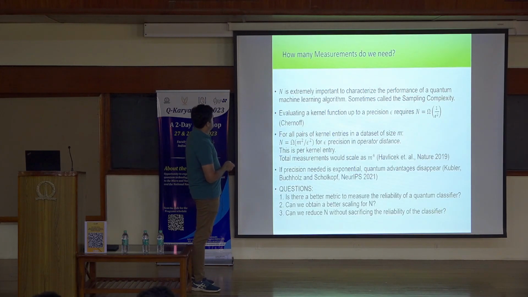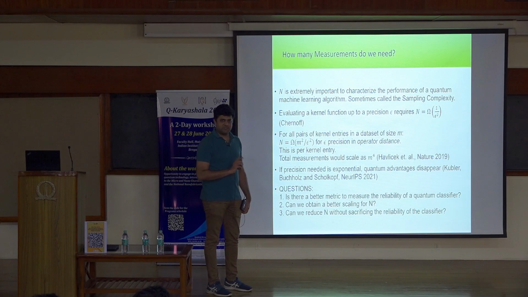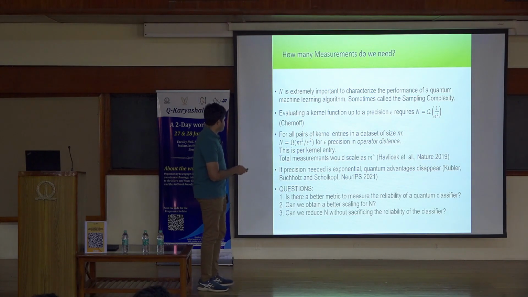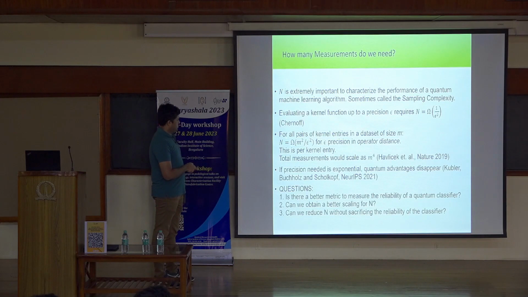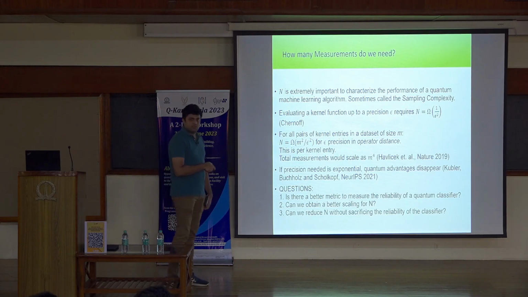So how many measurements you need is a very important question. If it scales very poorly with some parameters of the problem, then all this talk about quantum advantages goes out of the window. There's no meaning to that. So if you want to precisely evaluate, for a data set of size m, all of the kernel entries, then you need m squared over epsilon squared measurements. Epsilon is the precision in operator distance here.